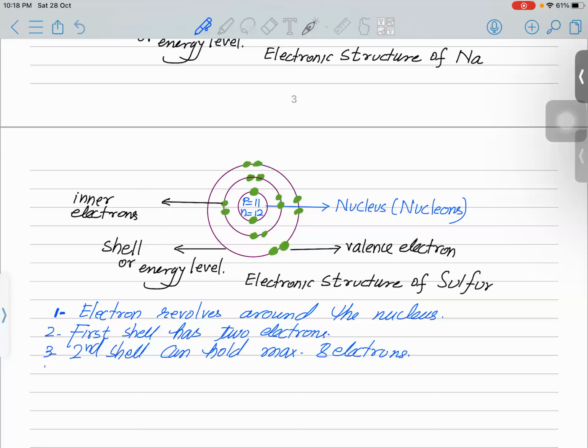Sir, I have a question. In an atom, the number of protons and electrons is the same? Normally, you know that an atom is neutral, so protons and electrons are the same. Sir, but in the sulfur atom, the number of protons is 11. No, it is not 11. Here we have 16 protons, 16 neutrons, and 16 electrons. Okay, sir. So the third shell can hold a maximum of 8 electrons.